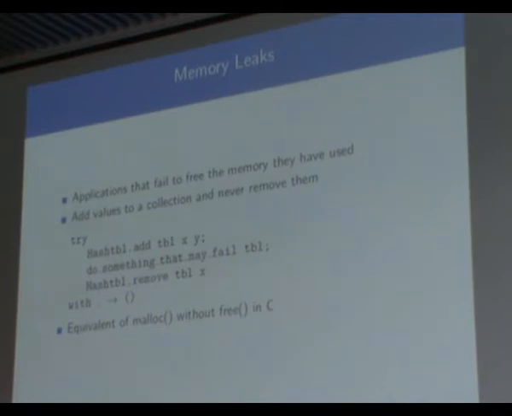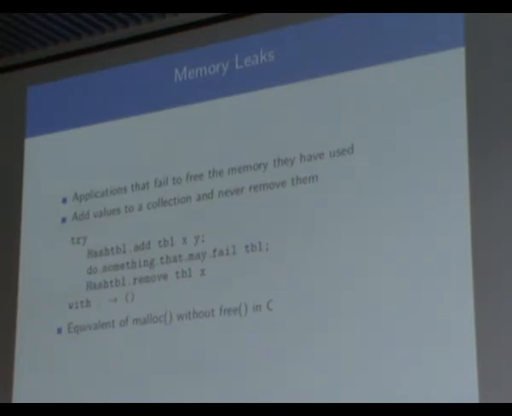Memory leaks happen when applications fail to free the memory they have used. We also have an example here where we add values to a collection and forget to remove them. We can see in the first line that we add values x and y in the table. Then we use the function do_something that may fail with the table, which succeeds. So we remove the value x from the table.